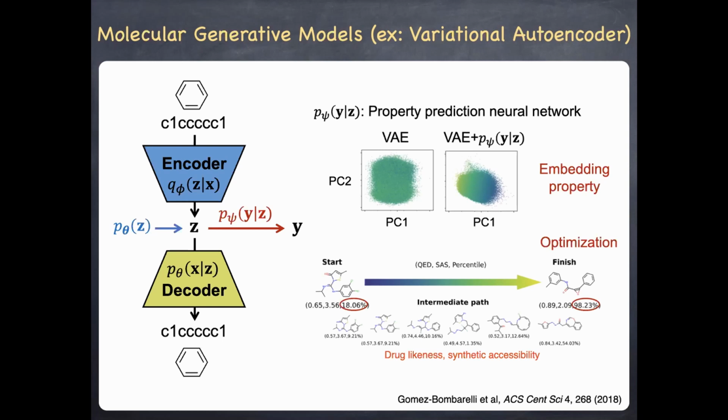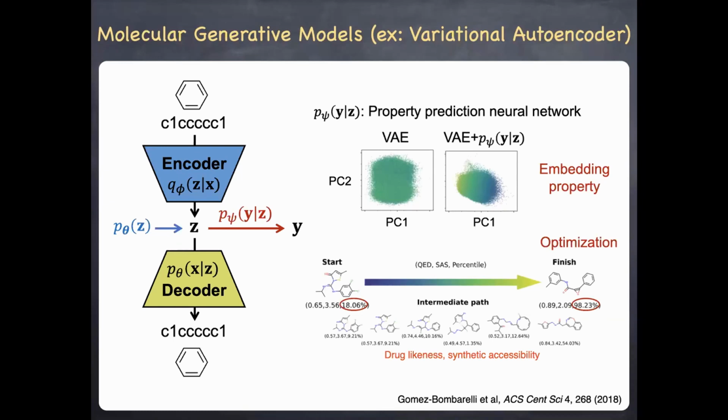And Z is a continuous space. So I'm sorry, I don't have the pointer, but on the right-hand side, you see a two-dimensional projection of the latent space, and each dot is a data point. Each dot is a molecule, for example. And because this is a completely continuous space, you can perform some kind of steepest descent gradient method optimization.